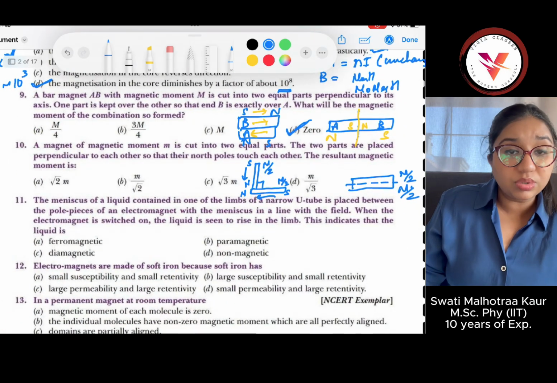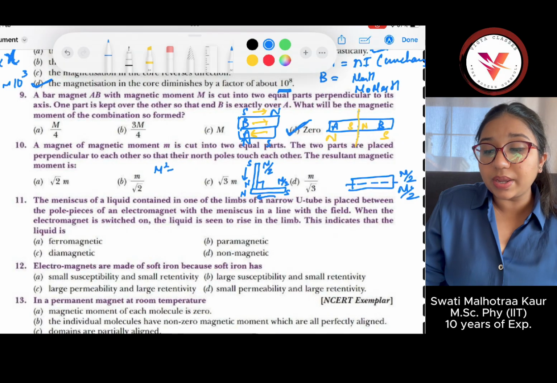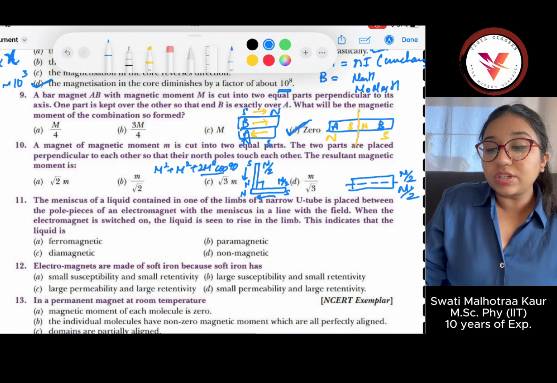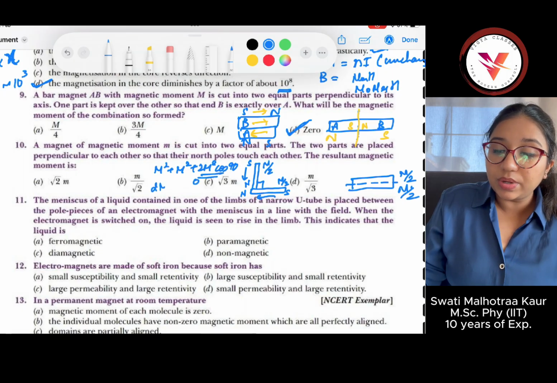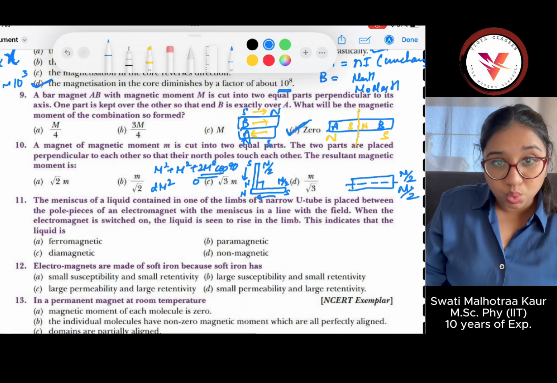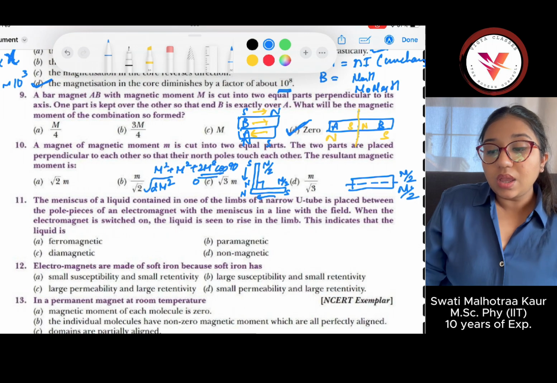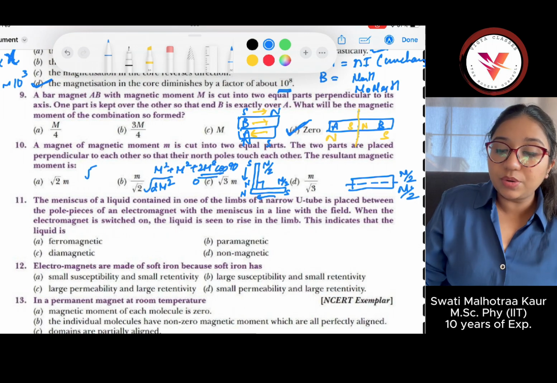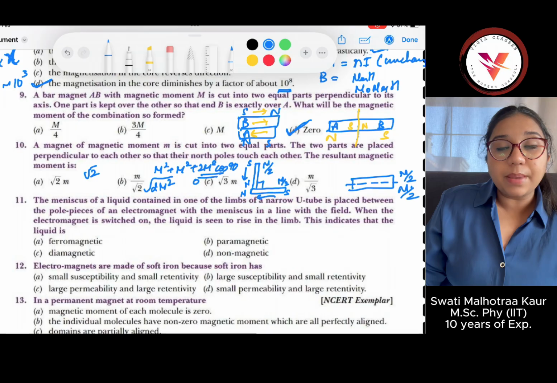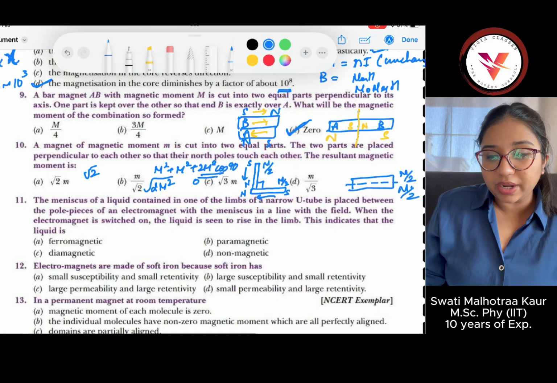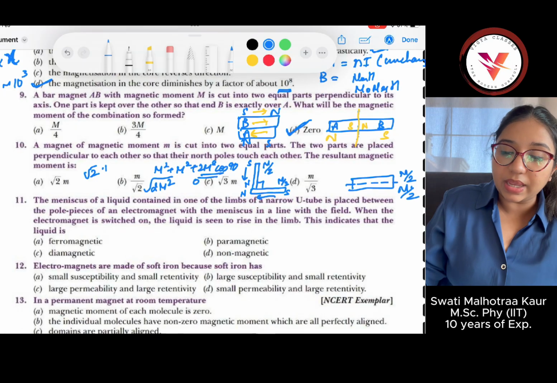Then you can use the resultant formula, that is the square root of M square plus M square plus 2M square cos 90 degrees. Cos 90 is 0. This would be 2M square, with M being M by 2, under root. Then it would be root 2 times M by 2 whole square, that is M by 4, and when it comes from under root it would be M by 2.